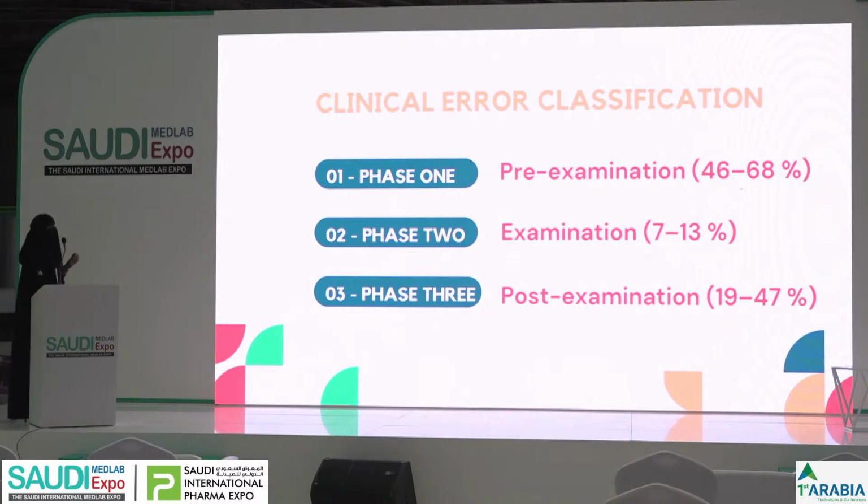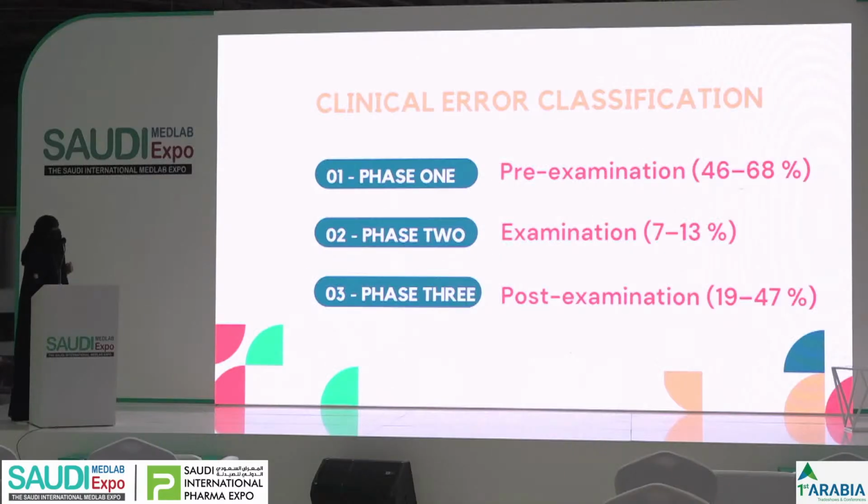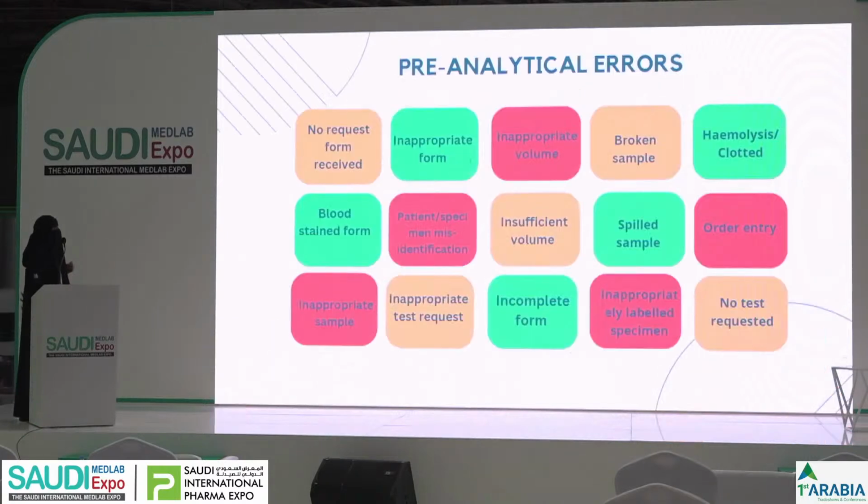The major errors which frequently happen during the quality cycle are in the pre-examination, about 46 to 68% of the total clinical errors, from collecting the sample from the patients until it arrives at the laboratory in order to diagnose the disease. That's why today our talk will focus on pre-examination errors.